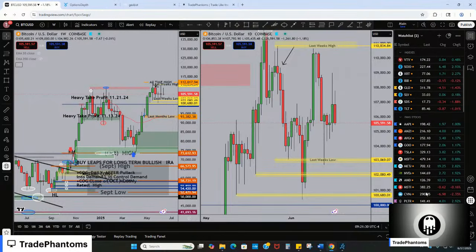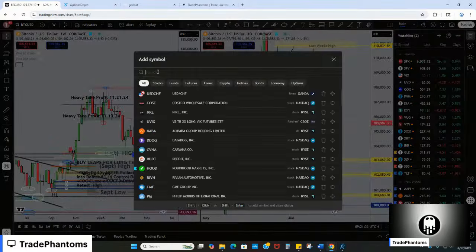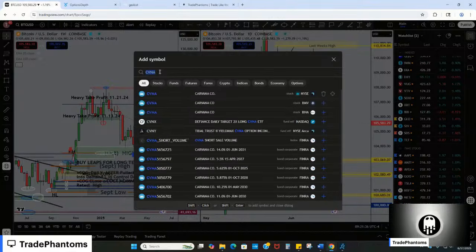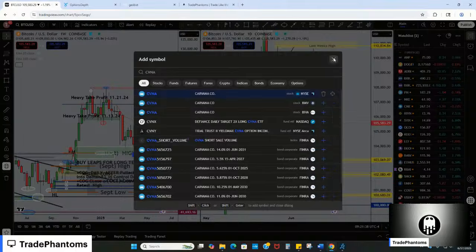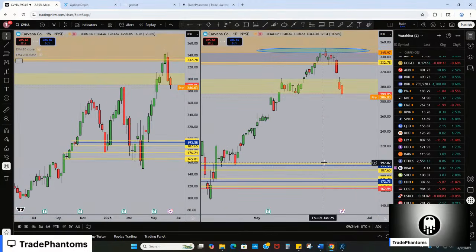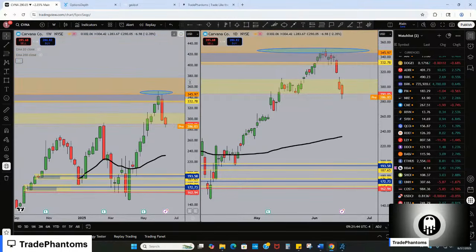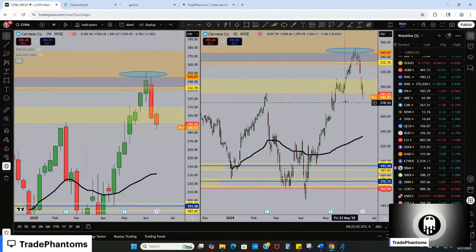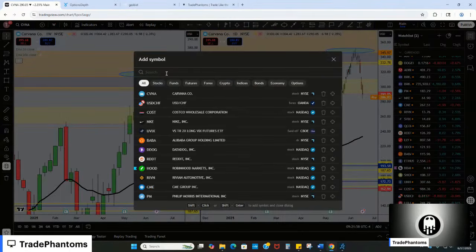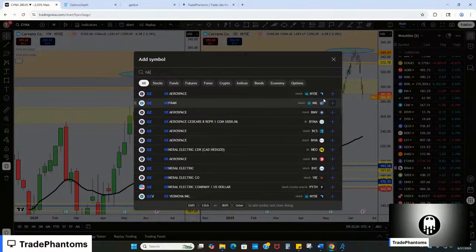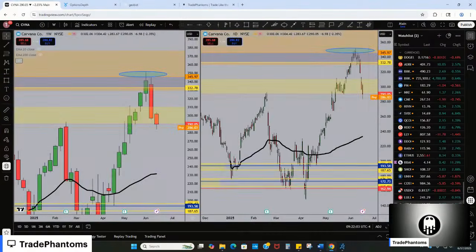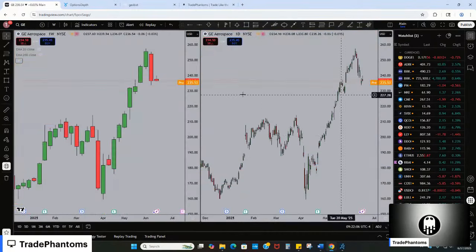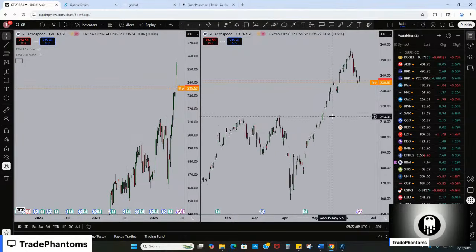Let me see Carvana. Go ahead here. So you got the weekly on the left. Yeah, Carvana coming into some decent little demand on dailies here. Interesting. GE, it pulled back. Yeah, very similar in GE as well.